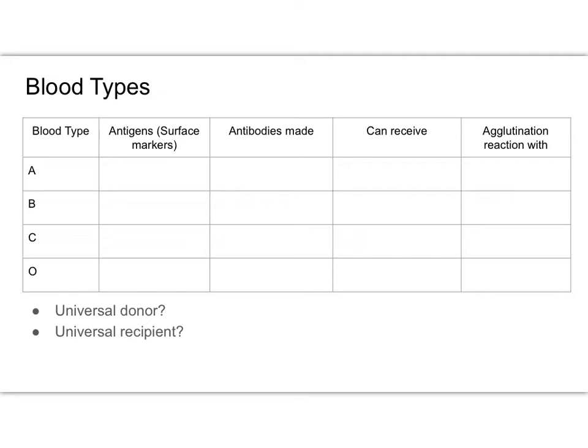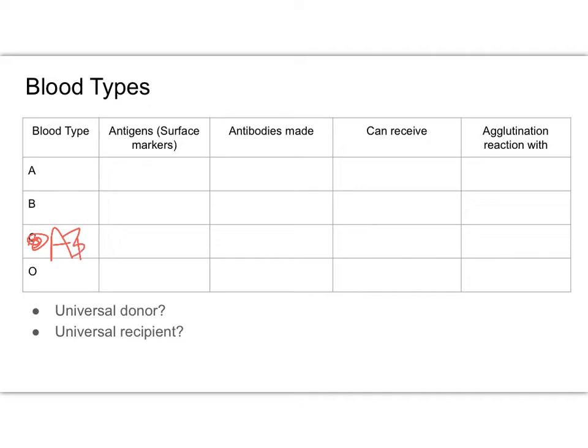Okay, so our 4 blood types are type A, B. I don't even know why I wrote C on there. What the heck? Okay, A, B. Let me just cross that off. And then AB and O.